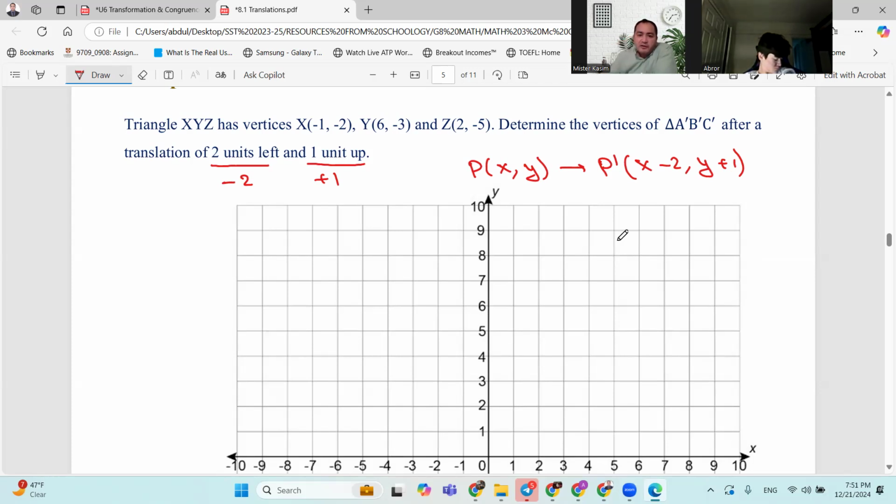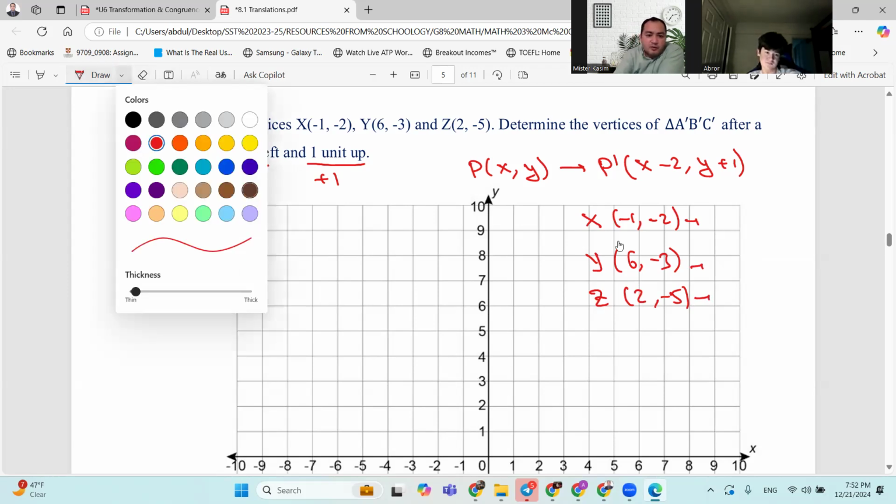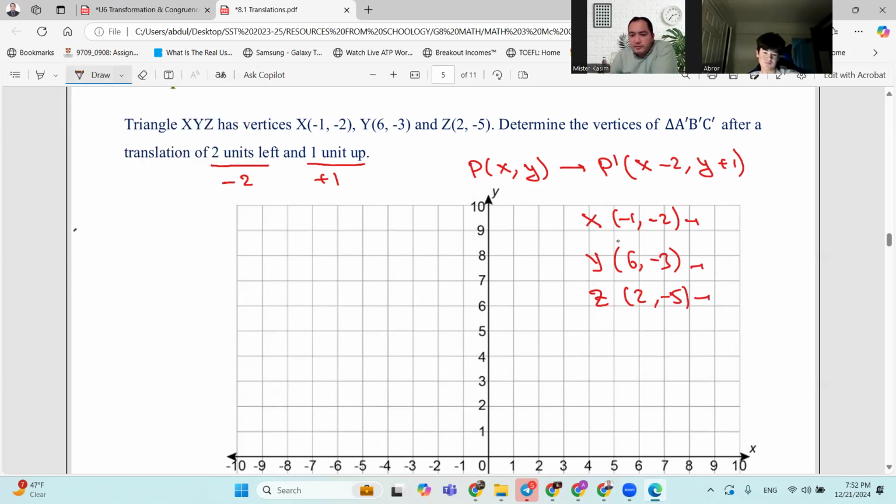And now let's just write these points. Here we have X, here we have Y, here we have Z, right? -1, -2, 6 minus 3, and 2 minus 5. Abrar, tell me the coordinates of the image of these points under this translation: X prime, Y prime, Z prime. What are the coordinates of X prime?